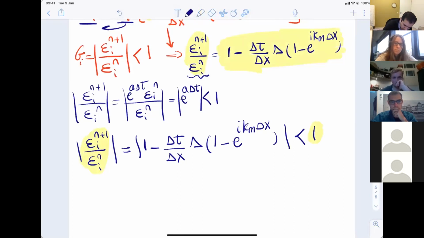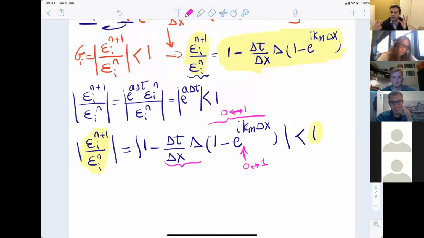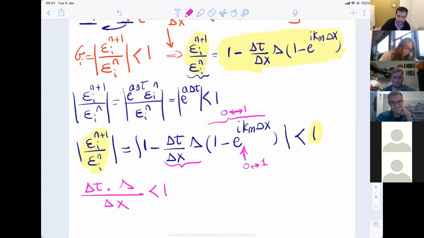This function here is sinus and cosine. So it's cosine and sinus. It's always between 0 and 1. 1 minus 0 is 1. 1 minus 1 is 0. So this function here will be between 0 and 1. This is also 1. So what can I say for this factor if I want the entire factor to be smaller than 1 all the time? This factor will be smaller than 1 when delta t times lambda over delta x is less than 1.